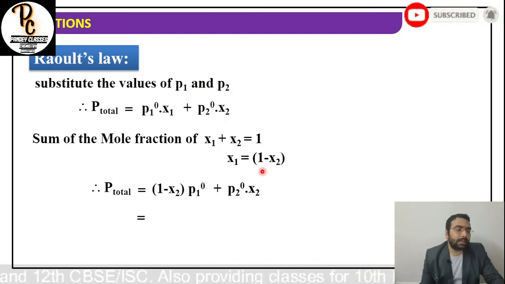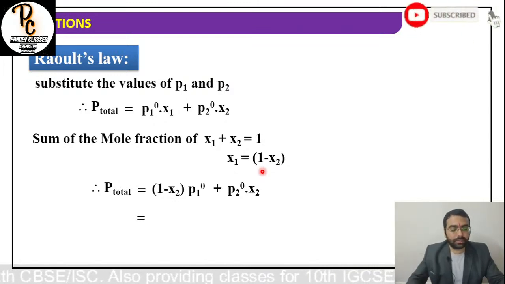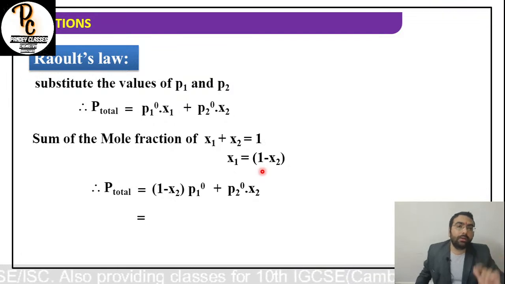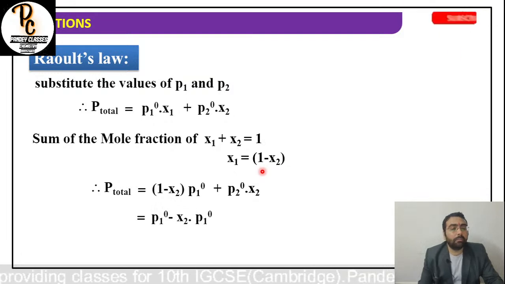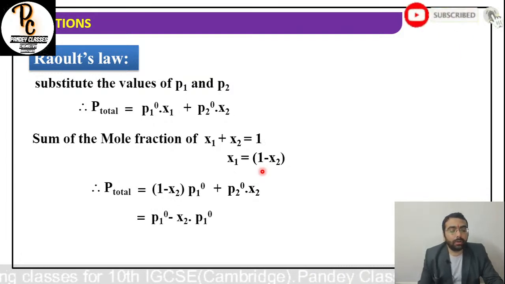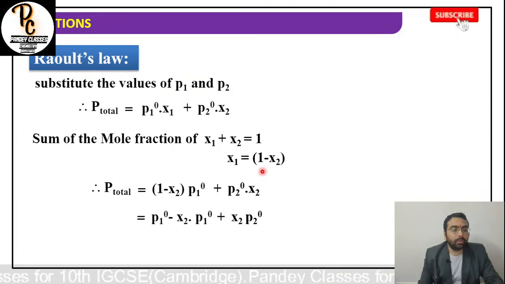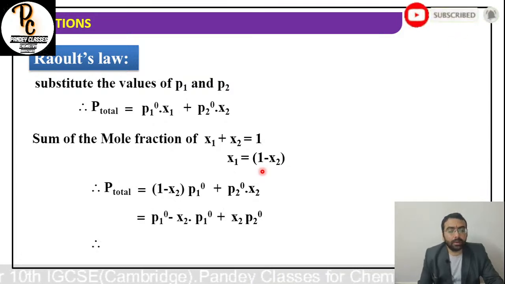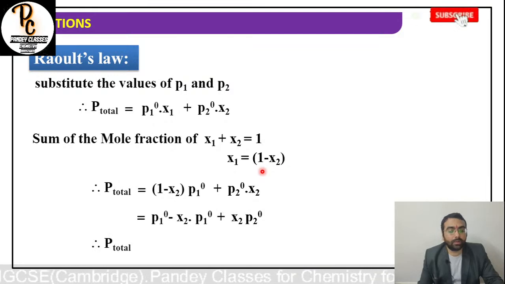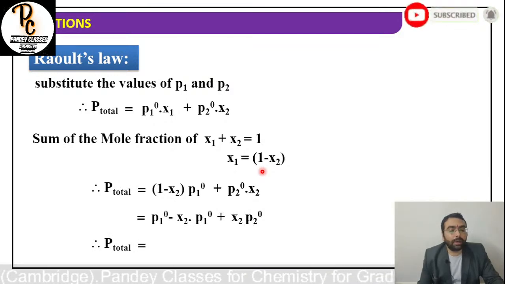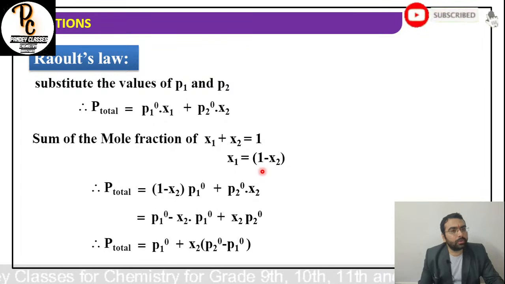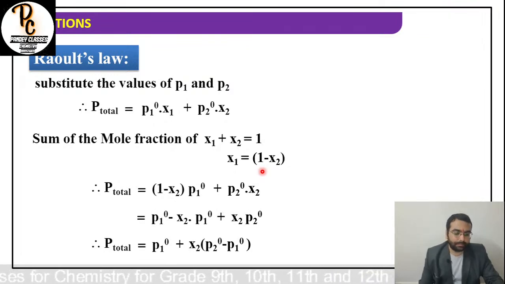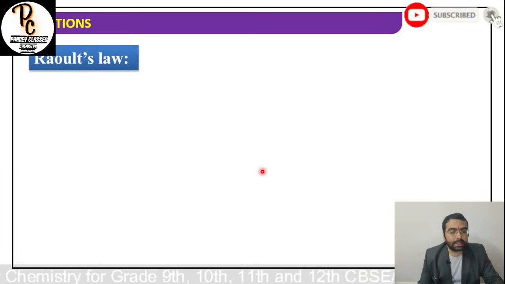So here this expression is written in terms of the mole fraction of one component only. Here it becomes P1 naught minus chi2 P1 naught plus P2 naught into chi2, and simply it can be written as P total equals P1 naught plus chi2 into (P2 naught minus P1 naught). Yes, this can be written like this also. Okay, so I'm moving to the next slide.